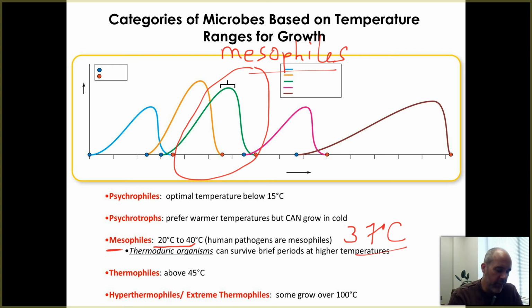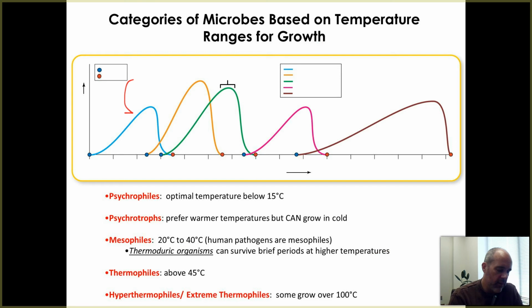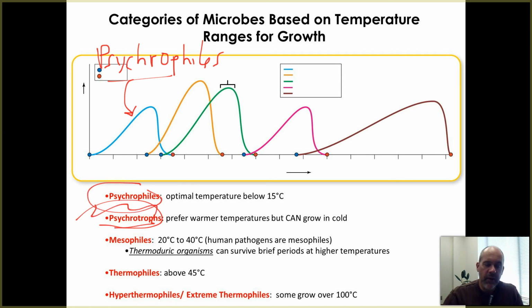All right, now down over here in blue, these are your psychrophiles. These are microbes that have an optimal growth temperature below 15 degrees Celsius, which is below 59 Fahrenheit. Now, some of these actually will thrive and grow well even at refrigerator temperatures. Refrigerator temperatures are around 4 degrees Celsius.